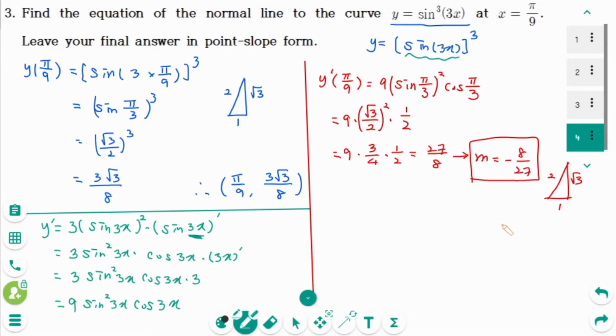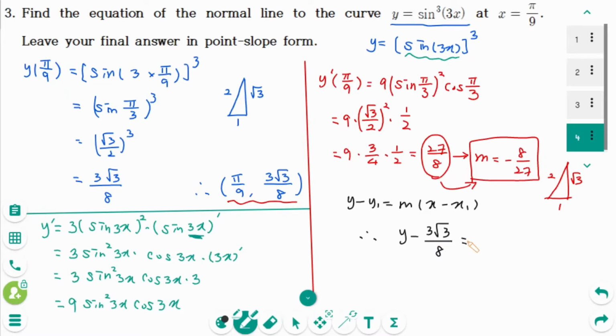The slope of the normal line at pi over 9, 3 square root of 3 over 8 is the negative reciprocal of 27 over 8. So we can find this one. Use the point slope form: y minus y1 equals m times x minus x1. Final answer is y minus 3 square root of 3 over 8 equals minus 8 over 27 times x minus pi over 9.